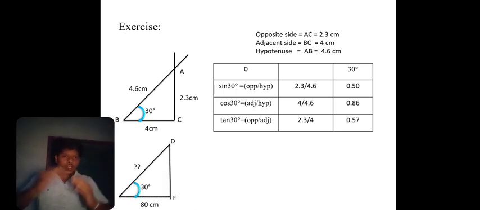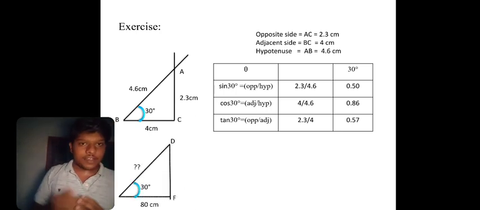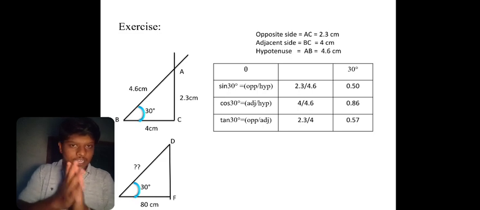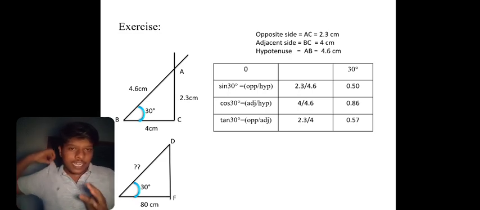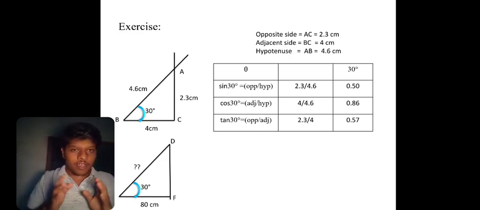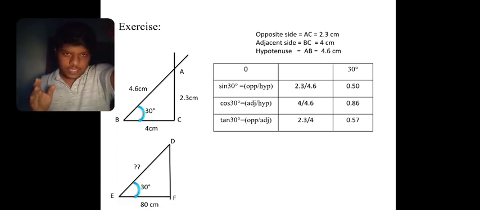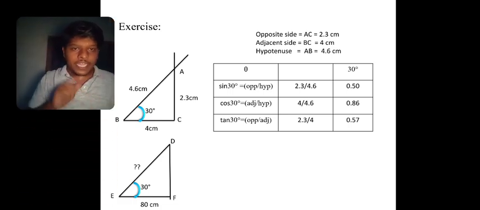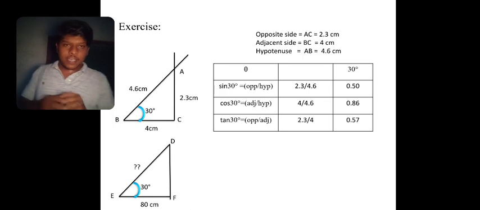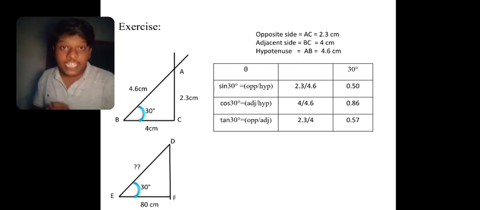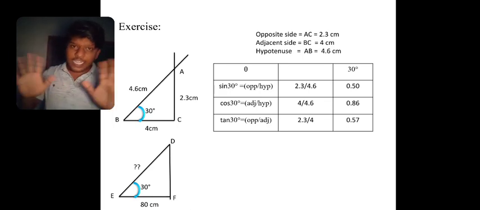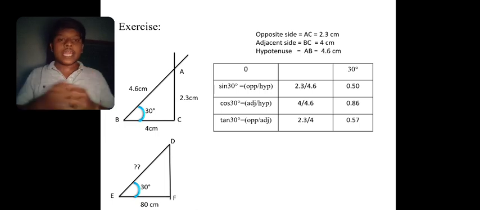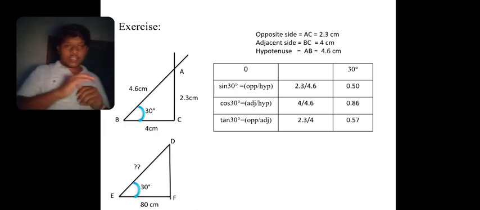Now I am going to create a link. Okay, what is that link? Let me tell you. In a real-time example, there is a triangle DEF. I know EF is 80 cm and the angle is 30 degrees, but I want to calculate ED and DF.